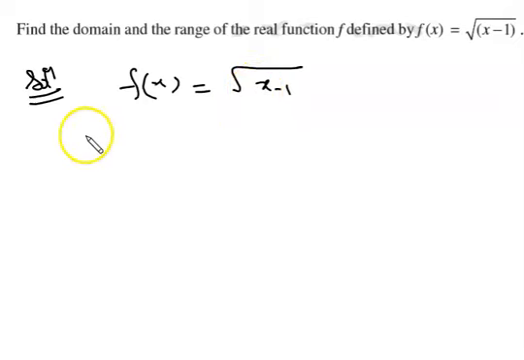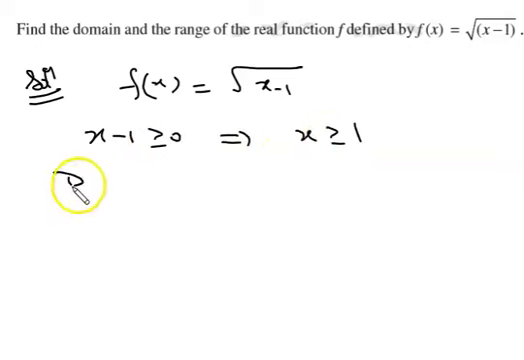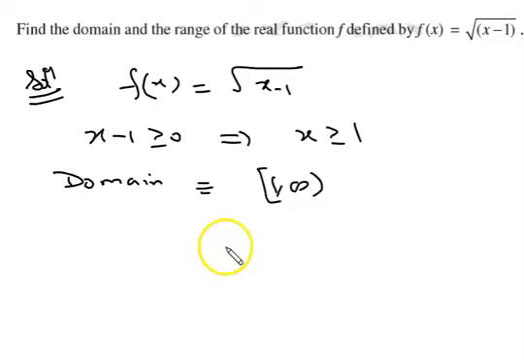So that means for the domain, x minus 1 should be greater than or equal to 0. This implies x must be greater than or equal to 1. So this gives me the answer for the domain. What values of x are possible for this particular function? Domain is nothing but x ranging from 1 to infinity. Okay, 1 can be included. This is how we can answer about the domain.